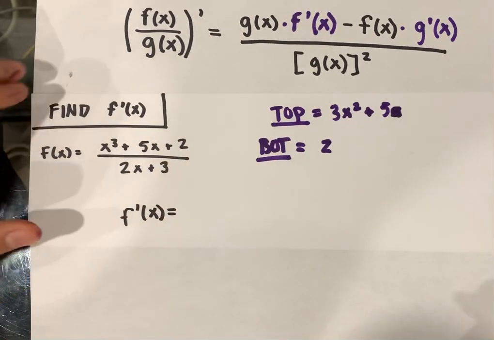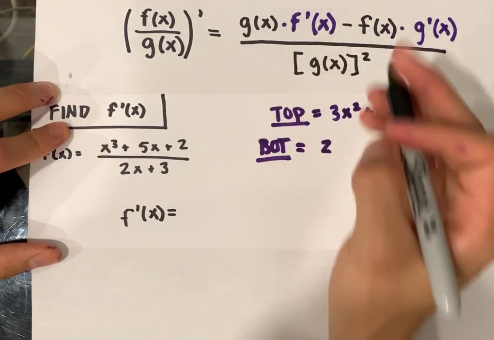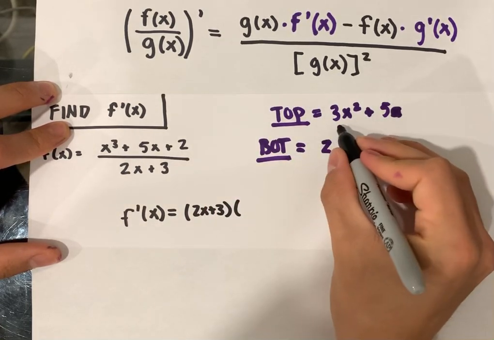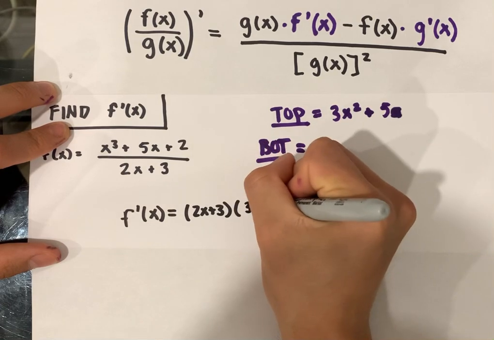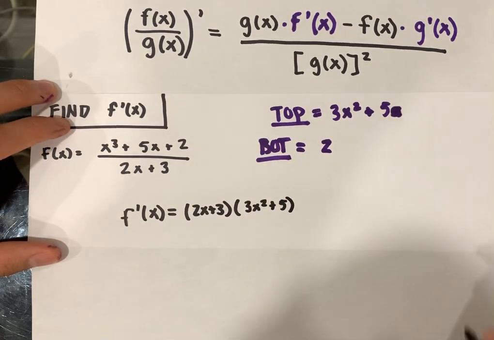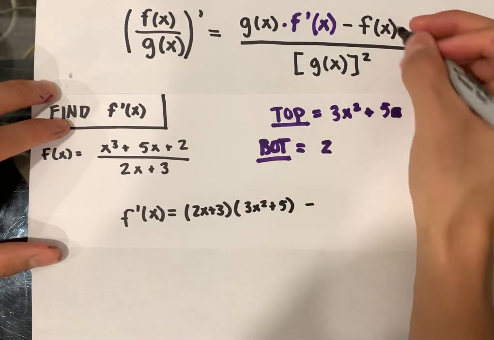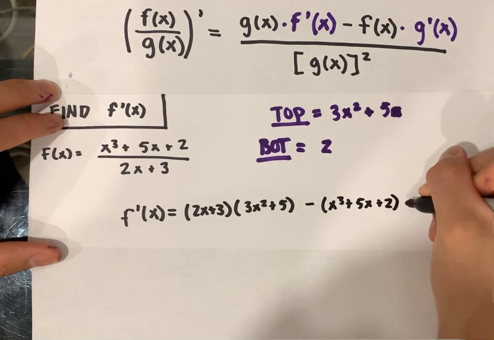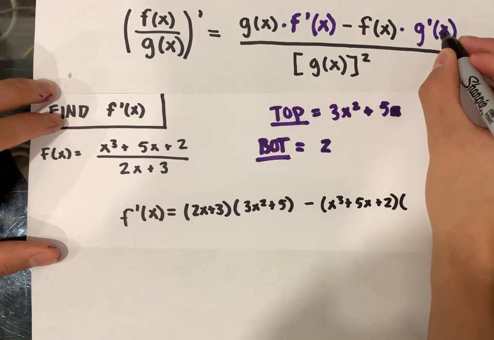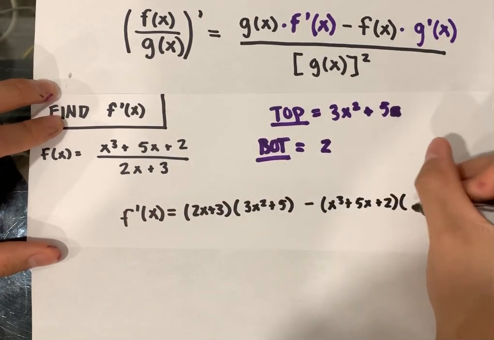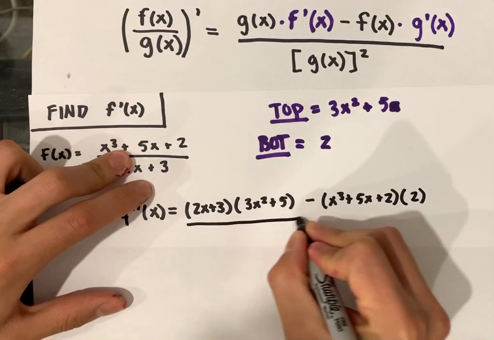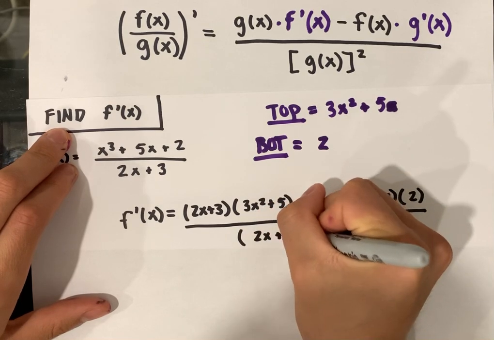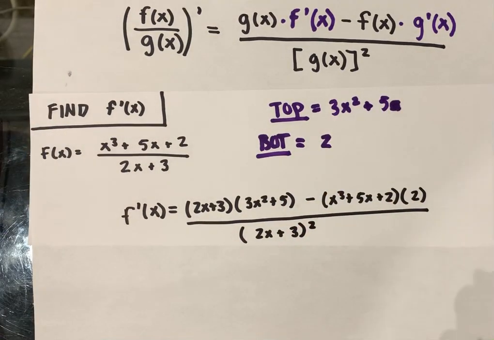So f prime at x is going to equal the original bottom function, 2x plus 3, times the derivative of the top, which is right here, 3x squared plus 5, subtract this by the original top, x cubed plus 5x plus 2, and we're going to multiply that by the derivative of the bottom, and that's this one, so 2. We're going to divide this whole thing by the denominator squared. Okay, so here we're just going to simplify this out.